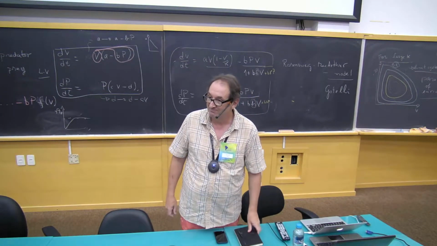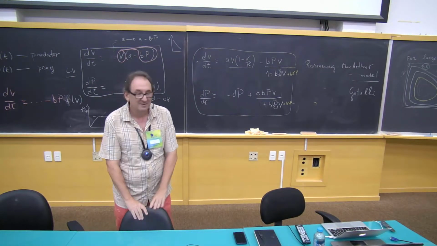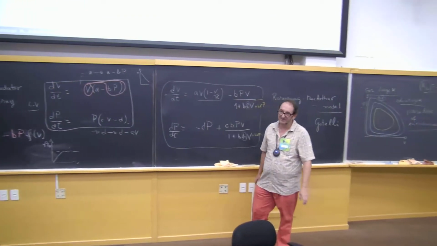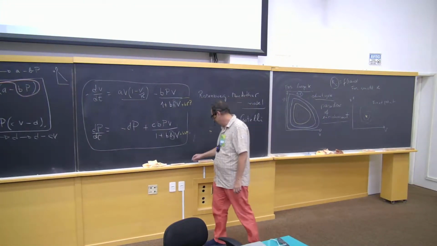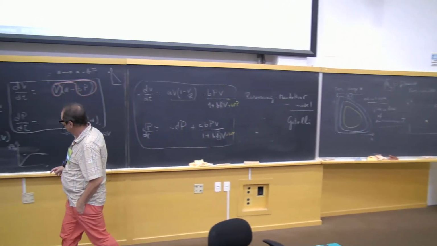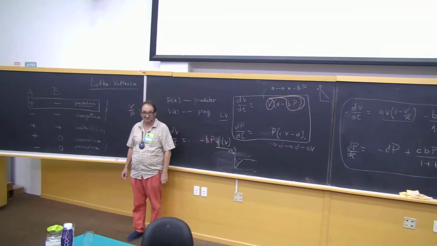Yeah, sure. Have we some fits of this model? No, I don't think you have fits. What people do is something else. You see this part of the equation here, this f of V, this has a name. That's called a functional response, right?